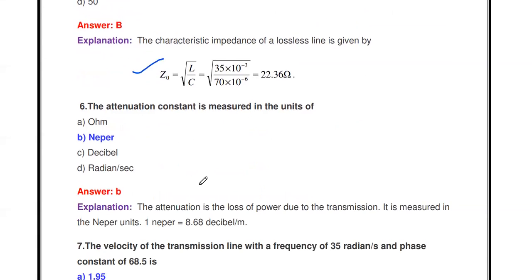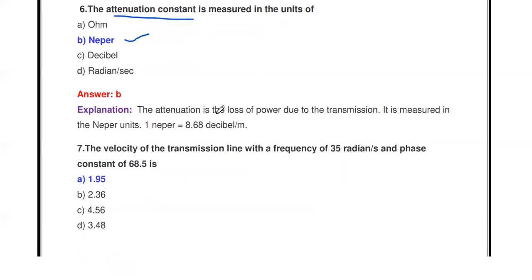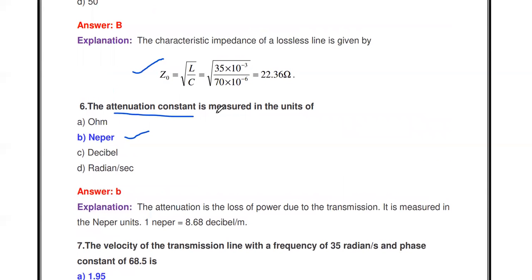Then the next question: the attenuation constant is measured in the unit of dash. What is the unit for attenuation constant? It's the Neper. Attenuation means the rate at which the wave gets attenuated per unit length, and that is called the attenuation constant. So the attenuation constant is usually measured in Nepers.